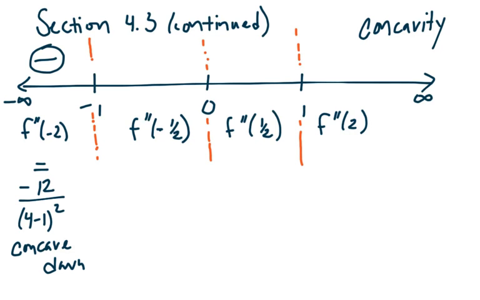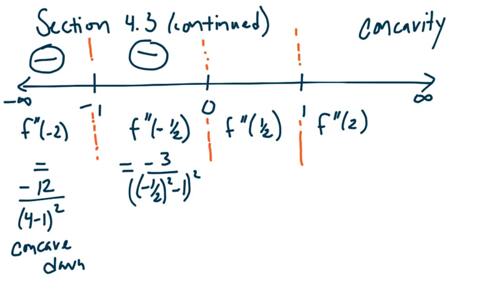Next we look at the interval minus 1 to 0. So here I'm testing negative 1/2. F double prime of negative 1/2 is equal to negative 3 over negative 1/2, the quantity squared, minus 1, that whole quantity squared. And again, that gives us a negative number. We've got a negative in the numerator, a positive in the denominator. So overall, negative. So the function is still concave down on the other side of the vertical asymptote x equal to negative 1.